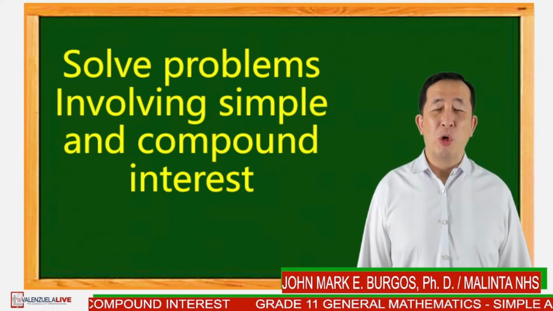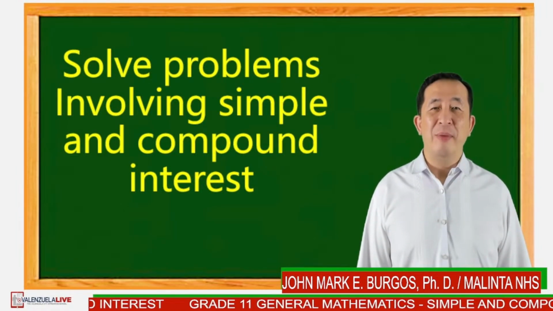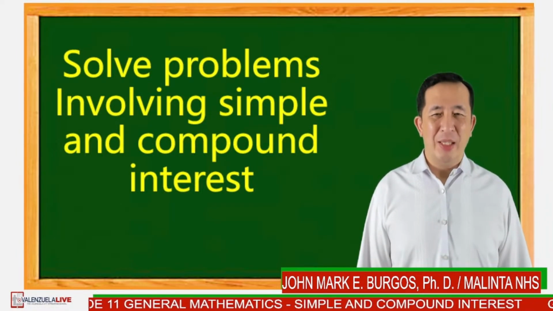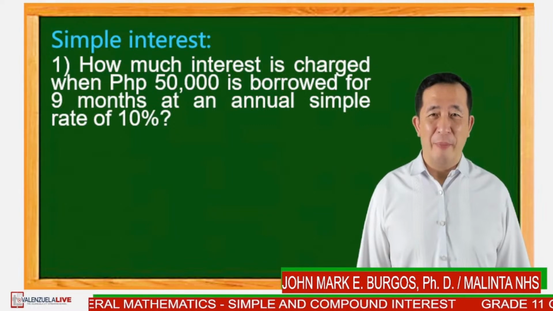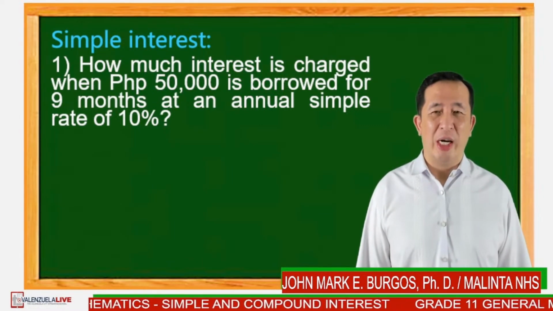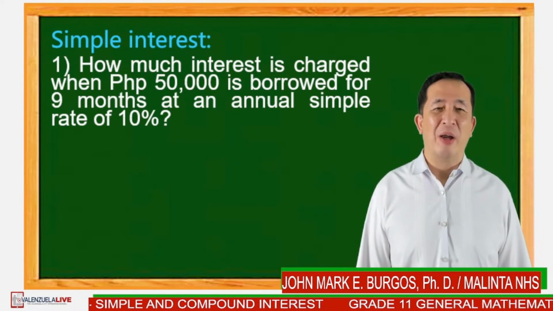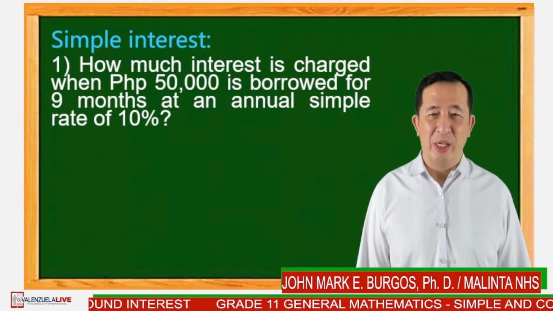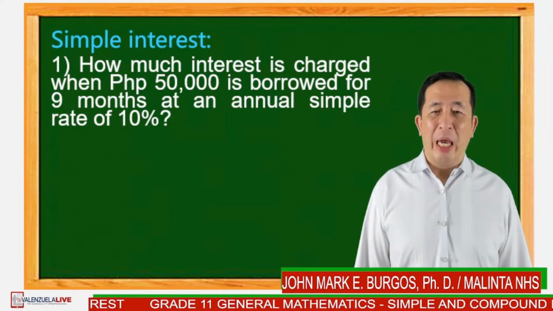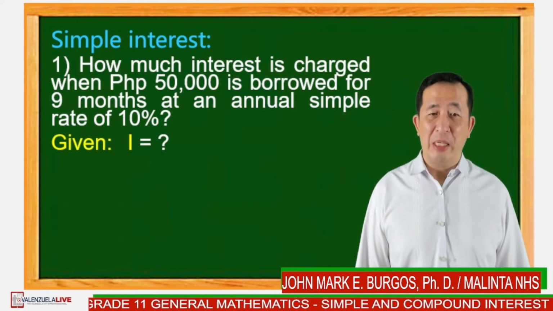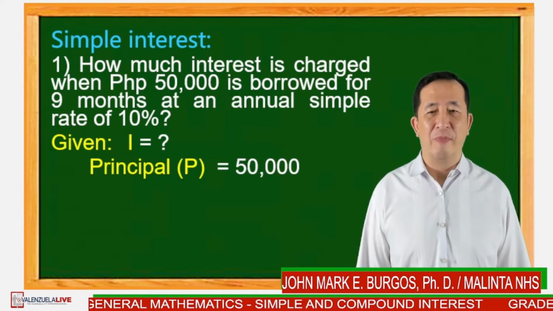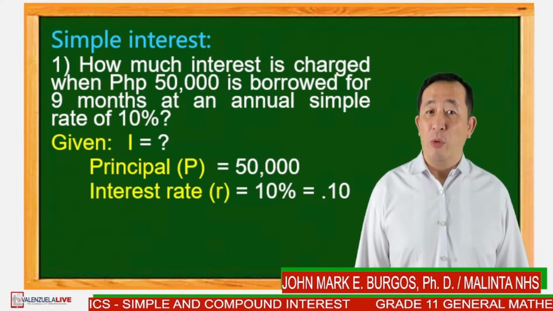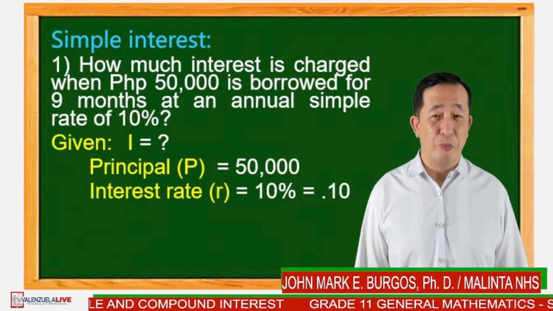Let's proceed to solve problems involving simple and compound interest. For the simple interest, we have the first problem. How much interest is charged when 50,000 is borrowed for 9 months at an annual simple rate of 10%? From the problem, we can see the given, which is the principal, 50,000 pesos, and the interest rate, or the R, which is 10%, but we have to convert that to decimal, which is 0.10.